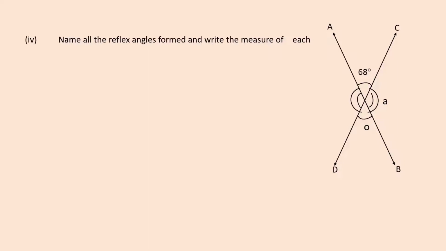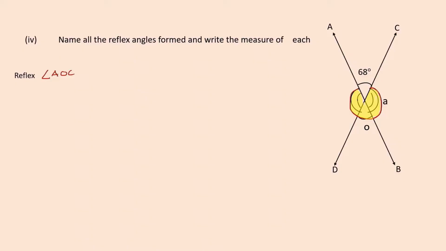Question 4. Name all the reflex angles formed and write the measure of each. So let's start. First we have reflex angle AOC. Okay, so AOC is 68, but what we have on the other side of 68 is the reflex angle. Let me highlight that for you and show you. This is the reflex angle AOC. We are leaving out the main angle AOC, that is 68, and the rest of it is the reflex angle AOC. Now, how do we calculate reflex angle AOC?